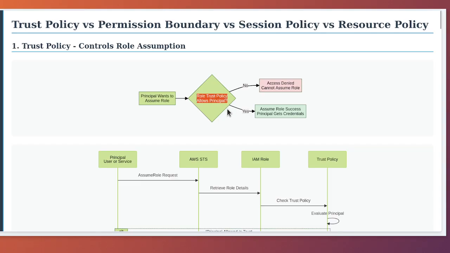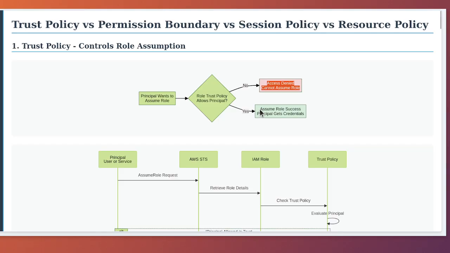The trust policy is attached to the IAM role itself and specifies which principals are allowed to assume it. The trust policy is evaluated by the AWS Security Token Service when an assume role request is made. If the trust policy does not allow the principal, the check returns no, and the flow proceeds to a red node labeled access denied, cannot assume role. The role assumption fails immediately, and the principal never receives credentials.